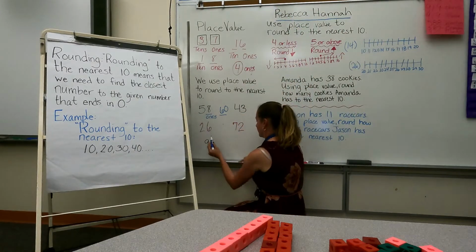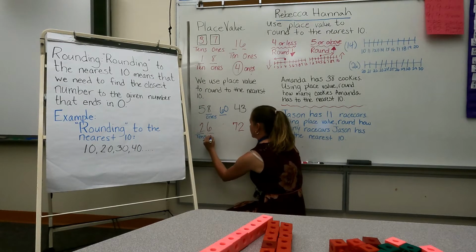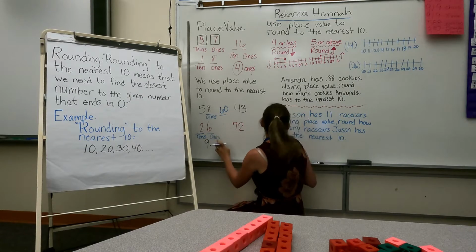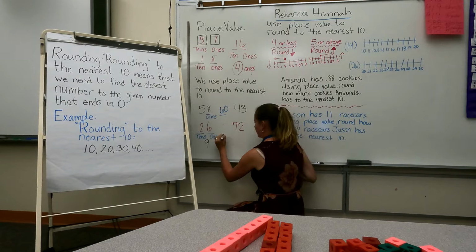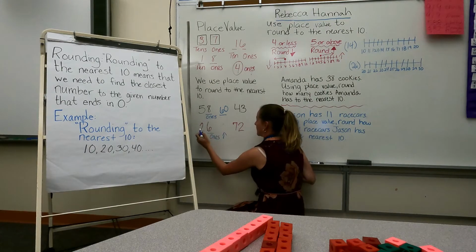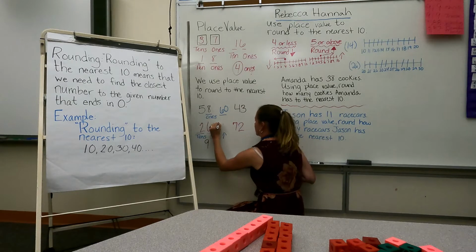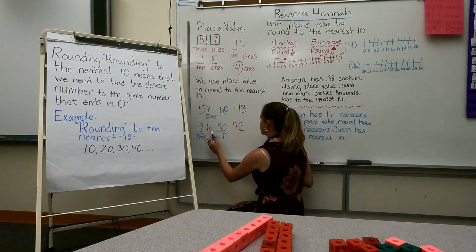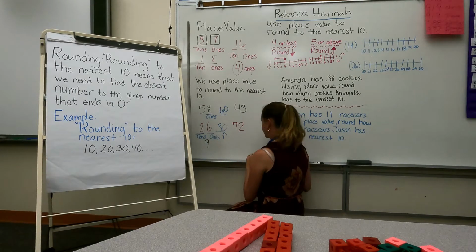Next I have the number 26. The 2 is in the tens place and the 6 is in the ones place. Because the 6 in my ones place is 5 or above, we're going to round up. The closest 10 to the number 26 is 30. 26 rounded to the closest 10 is 30.